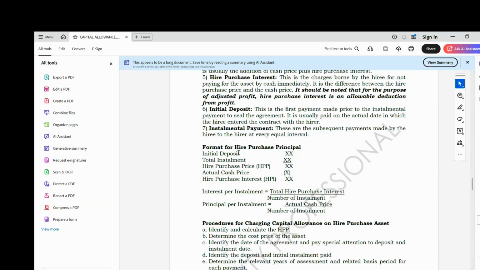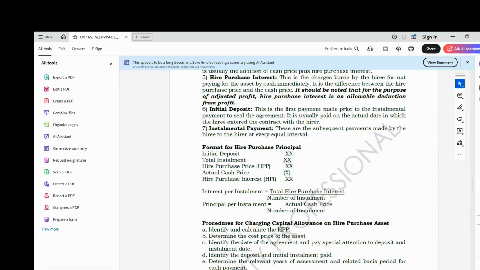Your total installment. Because at the time you want to acquire that asset on hire purchase, the seller will not just give you the asset like that. The seller is going to ask you to pay a certain amount of money as commitment fee. That money you paid is what is called initial deposit. So the addition of the initial deposit plus the addition of all the installments you are going to pay will also give us a hire purchase price.